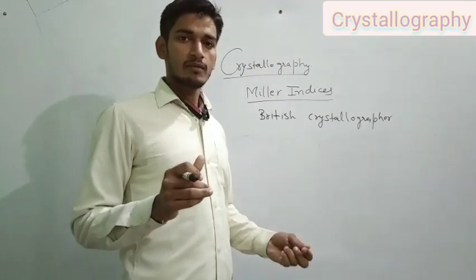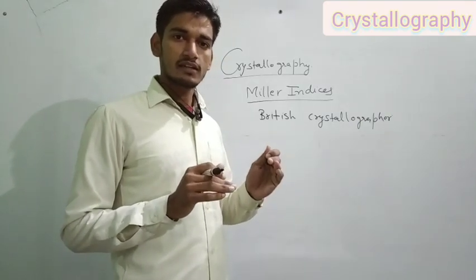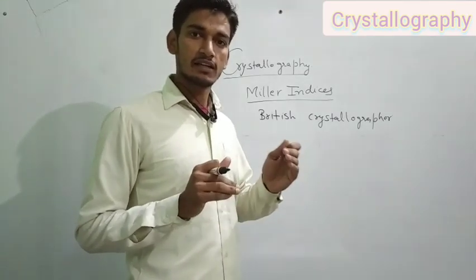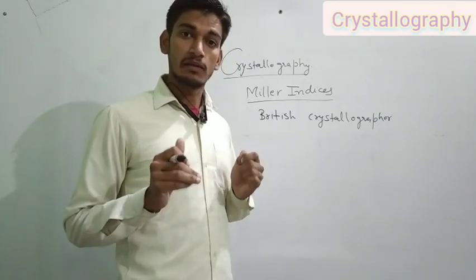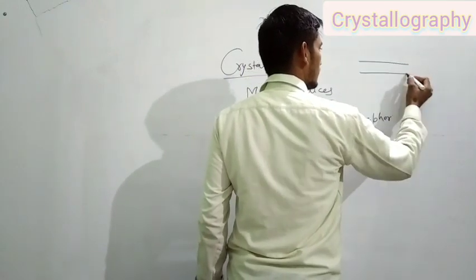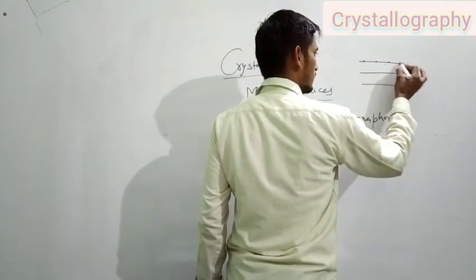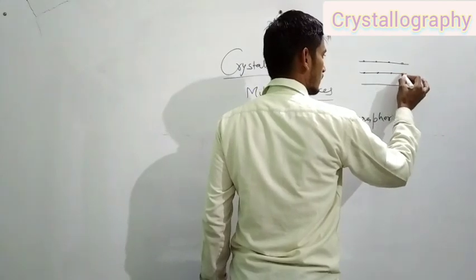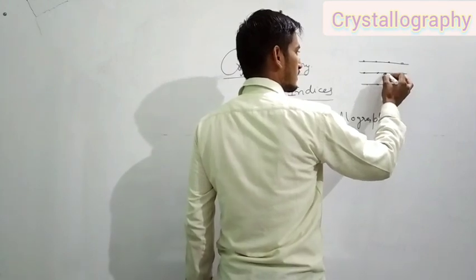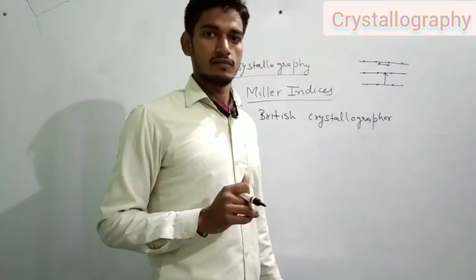Actually, crystals are made up of clusters of atoms, and clusters of atoms are represented by crystal parallel planes. To represent the parallel crystal planes, Miller gave some indices which are known as the Miller indices. Crystal is represented by parallel crystal planes, and this is the atomic lattice site, and this is the interplanar spacing or interatomic distance in the crystal structure.